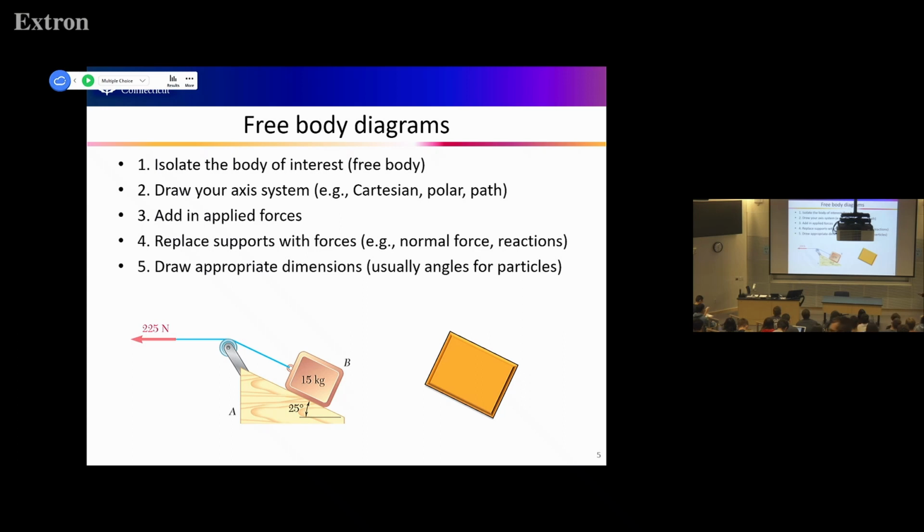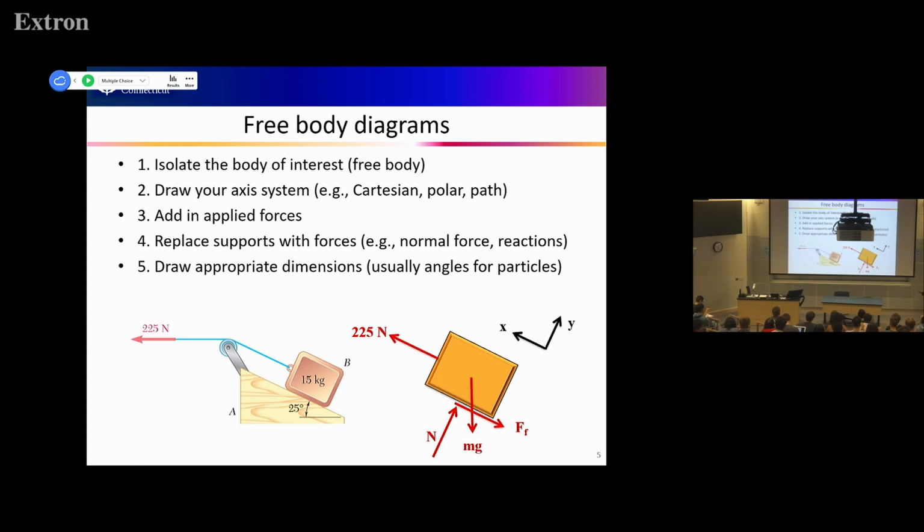And then draw your axis system: Cartesian, X, Y, Z, rectangular or polar or path. But we will mainly use Cartesian. And then add in applied forces. So here we have this force, and then gravity. And replace supports with forces, because we remove this support to make a free body. So instead of this inclined surface, we added friction and the normal force.